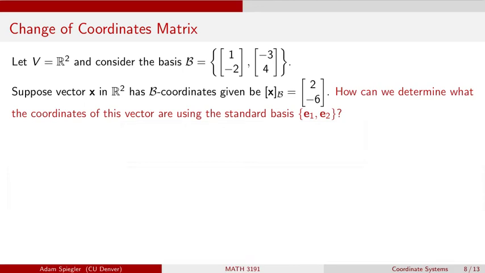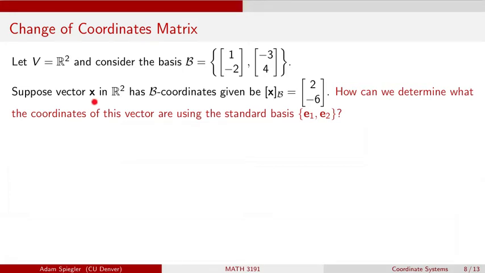Okay, welcome everybody. So let's continue exploring bases for vector spaces and the coordinates that we get when we pick a basis for our vector space. So let's consider a vector space V, which in this case is R2, and I'm going to pick a basis B whose first vector is (1, -2), and the second vector is (-3, 4). And these two vectors are linearly independent, and between these two vectors, we span all of R2. So they form a basis.